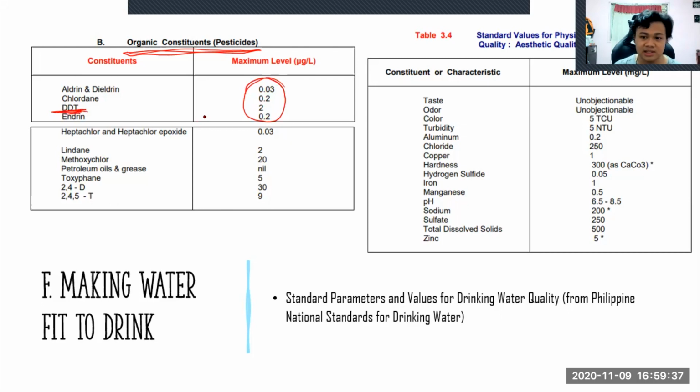This is famous from the 70s. Dichlorodiphenyltrichloroethane, that's DDT, and endrin. So you can see the Philippines put these standards into law so that the safety of the citizens will be ensured. All right, so that's the Philippine version of the United States version that you have seen in your book. So it is the PNSDW.